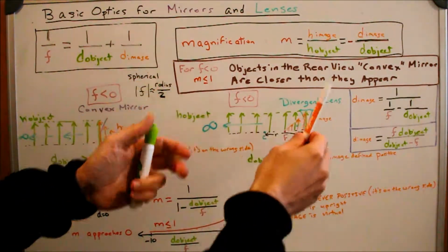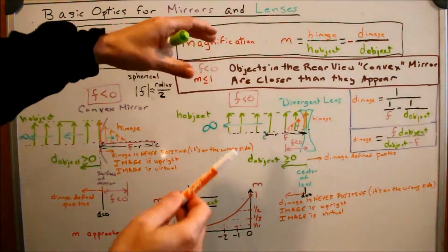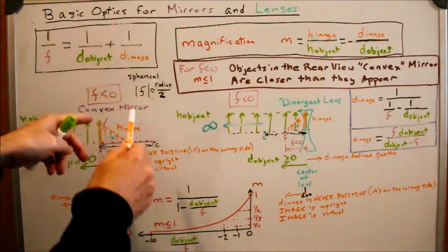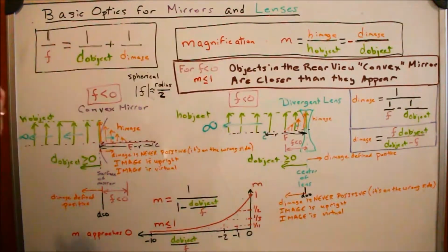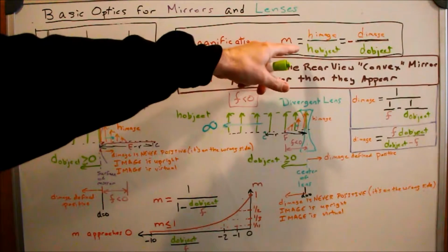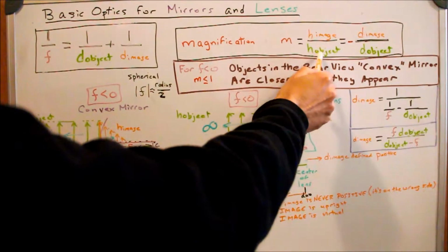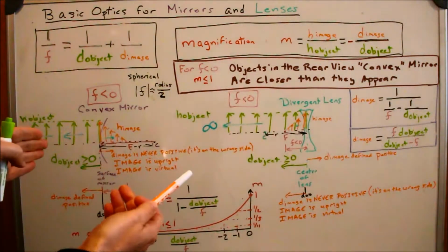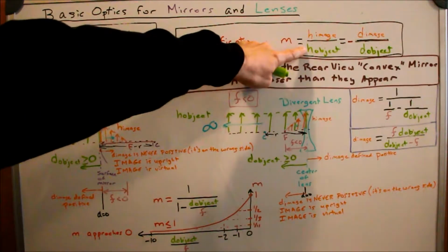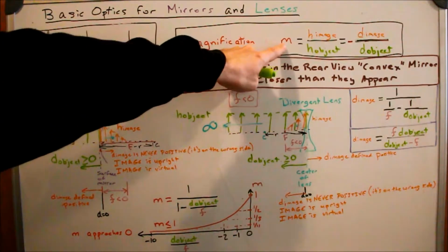So that's telling me that the image is much smaller than the real object would otherwise appear. So I look through that convex mirror and I see an image. For example, I see a car, and that image has a certain height. If that car is the same distance away from me and I just turn around and look at it, not looking through that mirror, I would see the height as bigger. So this tells me that my magnification has an absolute value less than or equal to 1.